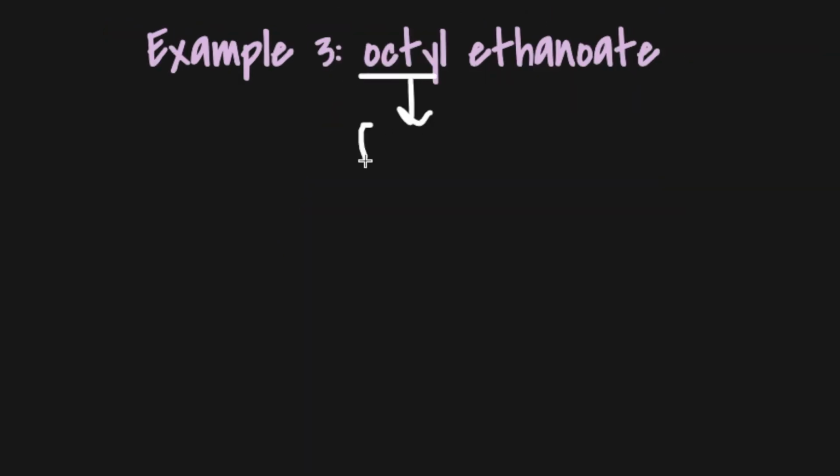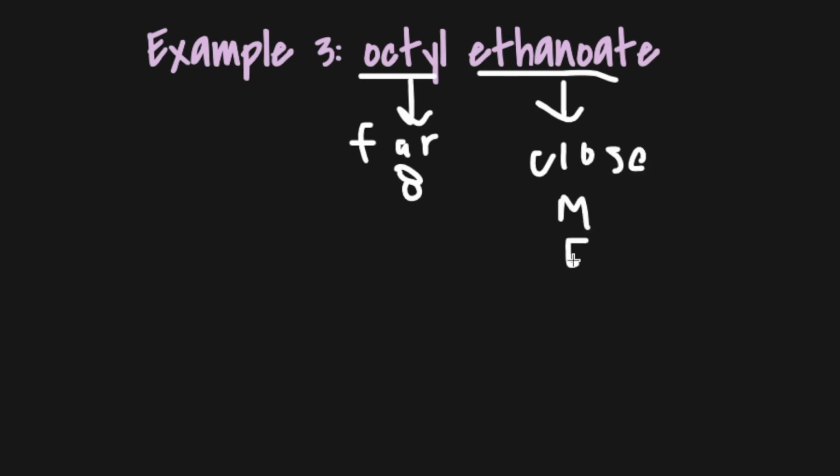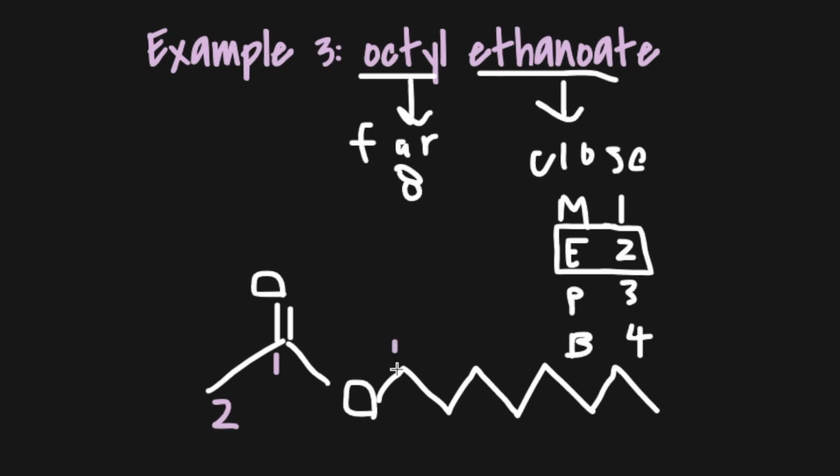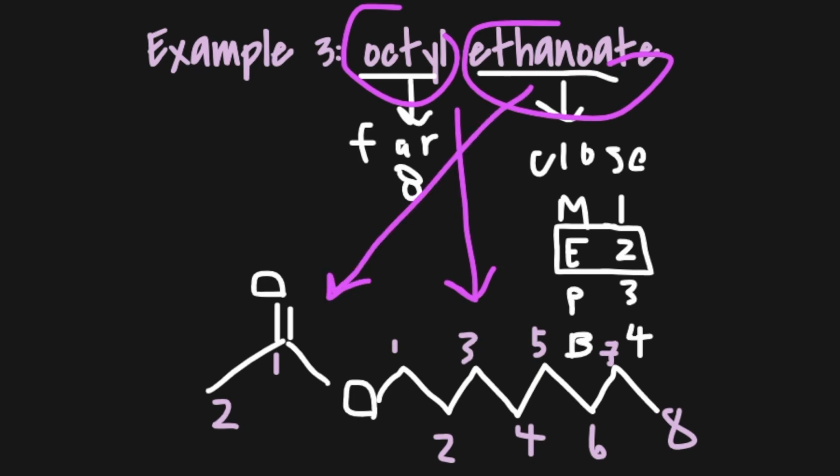The third example is octyl ethanoate. Octyl is far from the carbonyl group with 8 carbons in its chain. Ethanoate is close to the carbonyl group. Then, using monkeys eat purple bananas, we get that the ethanoate chain will have 2 carbons. We would then draw them out with the 2-carbon chain connected to the double bonded oxygen, and then the 8-carbon chain connected to the single bonded oxygen. We can check our work by numbering the chain and everything matches the name. I circled and drew arrows for clarity regarding the close and far groups.